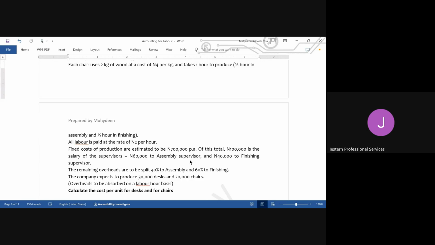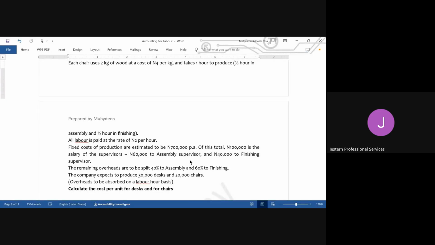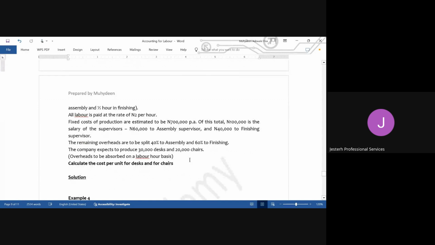The remaining overhead now is 600,000. That is where we are having issues. So the question goes forward and says the remaining overhead is to be split: 40% of it goes to assembly, and 60% goes to the finishing department. Okay, now the remaining 600,000, we want to split it.